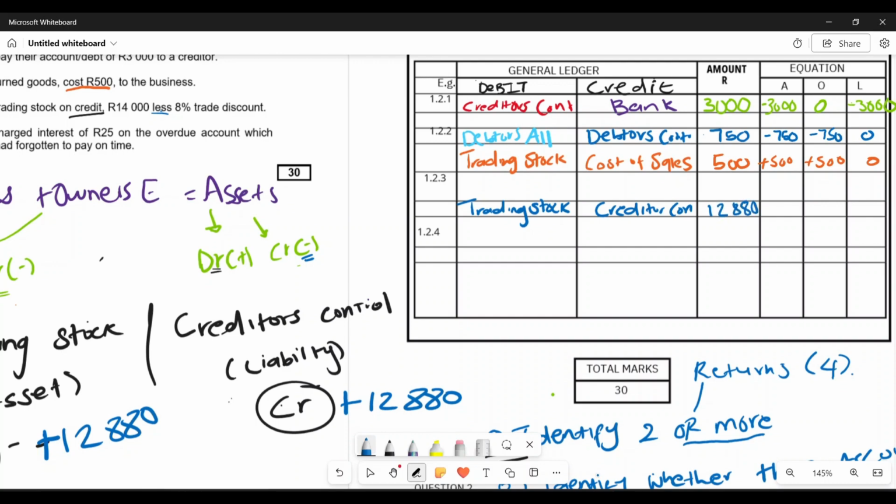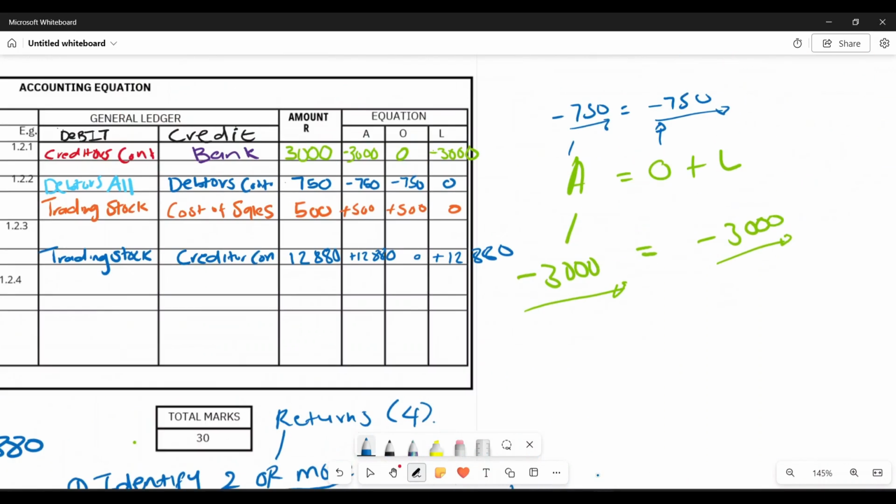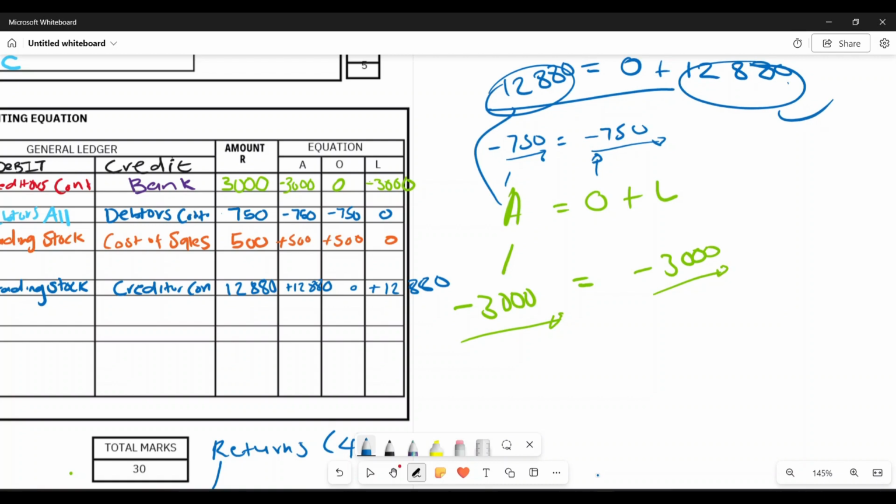Our assets, which is our trading stock, we said is going to increase by this 12,880. And remember, your owner's equity would be 0. Your liabilities would be increased by this 12,880. Now note that in this instance, our assets increase by 12,880, our owner's equity is 0, our liabilities increase by 12,880. So still, the left-hand side is equal to your right-hand side, right? Meaning that we are on the right path.